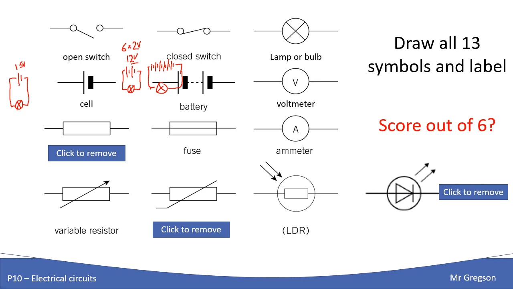Now, if we go down here, you would have seen this at key stage 3 or 4, and many of you would have drawn this incorrectly many times. You won't be the first or the last. Often people will draw this rectangle with a line going straight through it, which in fact is the symbol for a fuse, which is why they're side by side, and this one is a resistor.